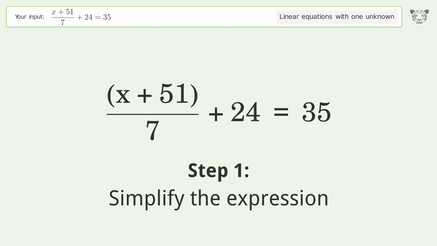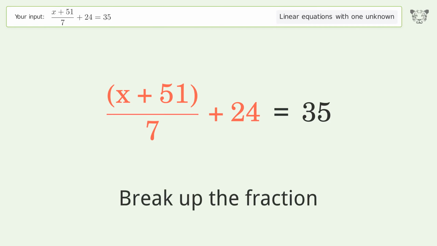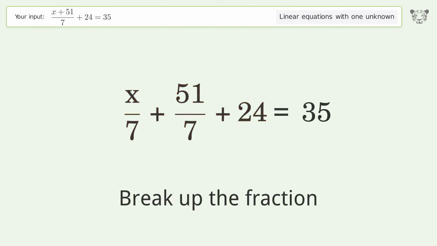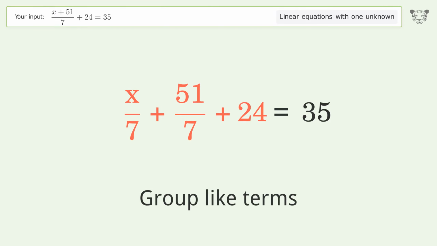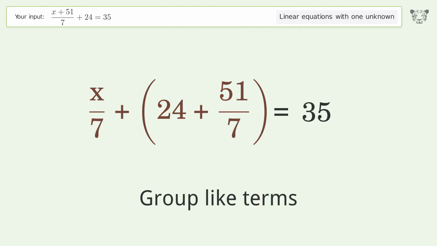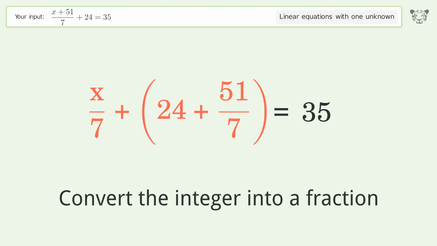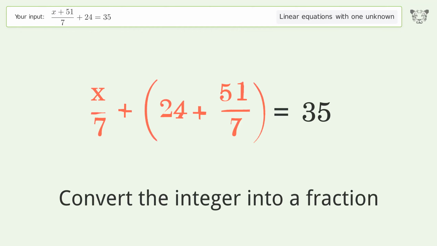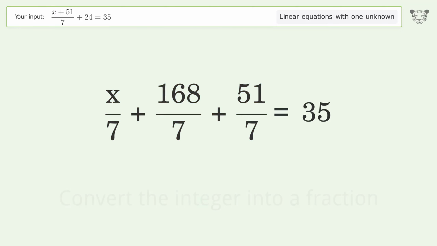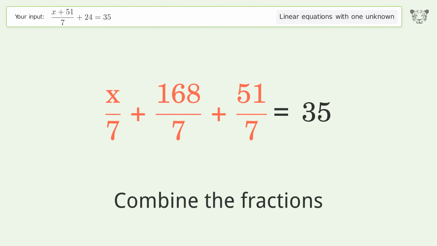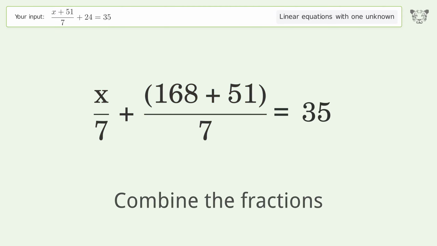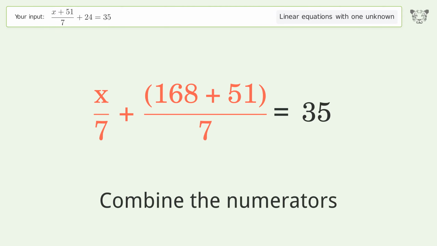Simplify the expression. Break up the fraction. Group like terms. Convert the integer into a fraction. Combine the fractions. Combine the numerators.